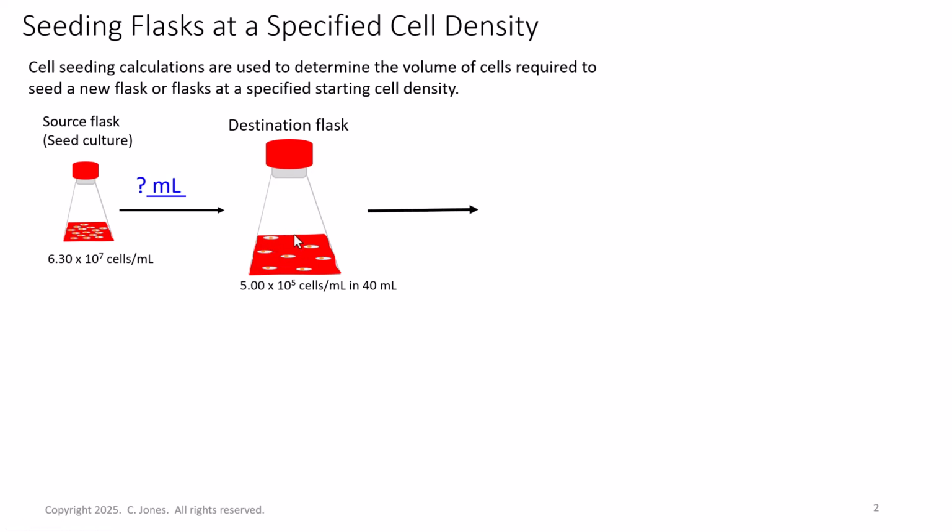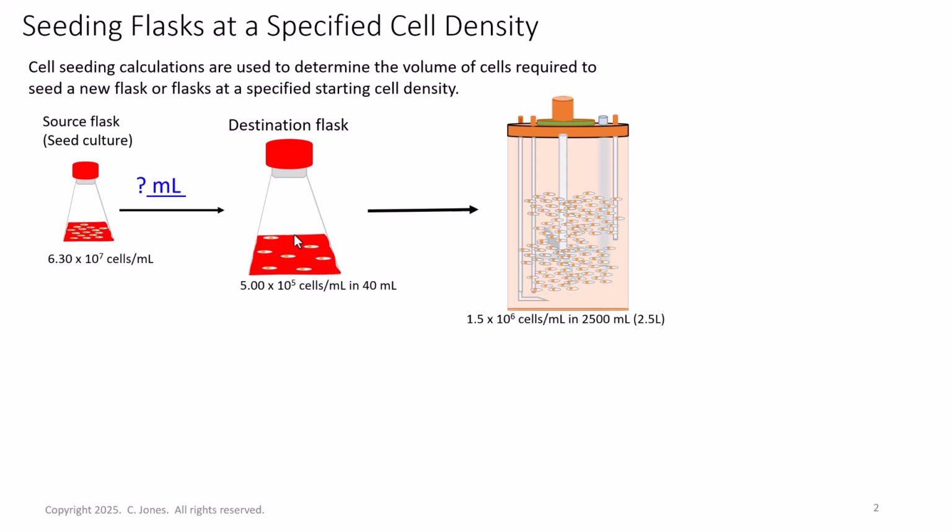And then we might need to go further, where now this initial destination flask becomes the source flask for our next destination, which could be a benchtop bioreactor, in this case a 3-liter benchtop bioreactor. Again, here we're going to start with however many cells are in this flask after they've grown for 5 to several days, and we want to then seed this bioreactor at a starting density of 1.5 times 10 to the 6th cells per mil in 2,500 mils or 2.5 liters. Again, we're just trying to see how many mils of this culture do we need to put into here.